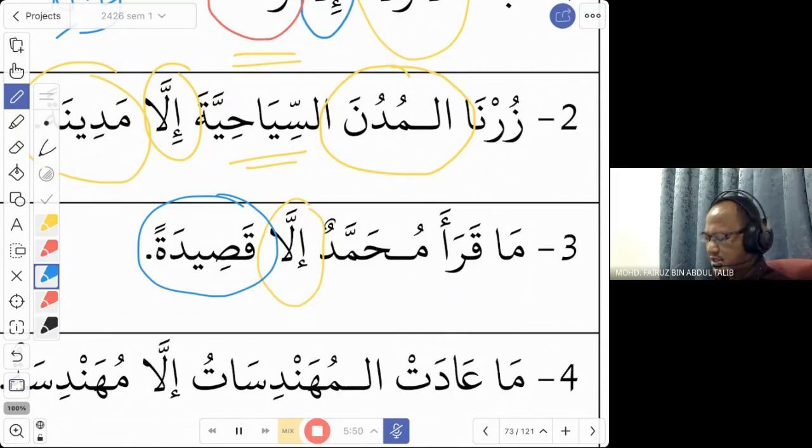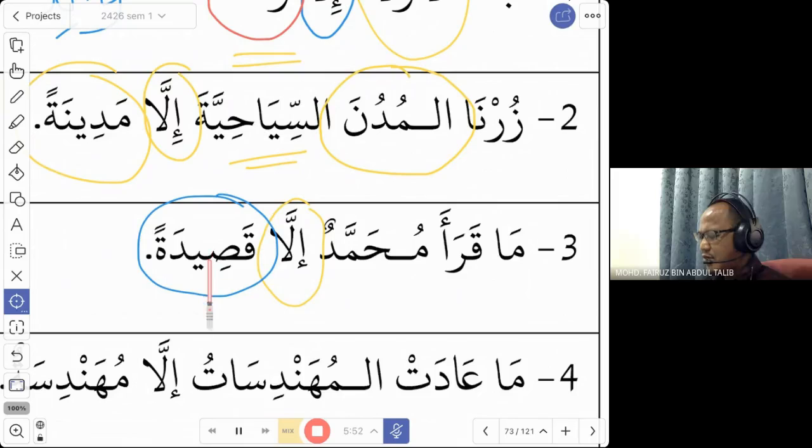Okay, let us check. Is this correct or not? We want to exclude the word qasida. From which group do you exclude qasida? Do you exclude qasida from Muhammad? No, right? Because they are not of the same type. Qasida is not from the group of Muhammad. Therefore, there is no mustasna minhu in this jumlah.